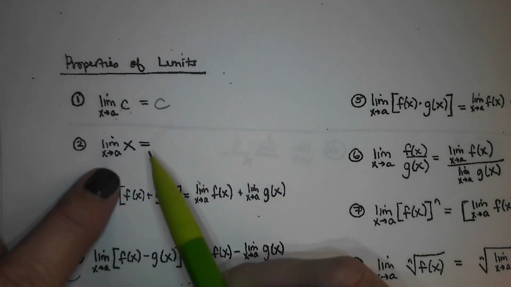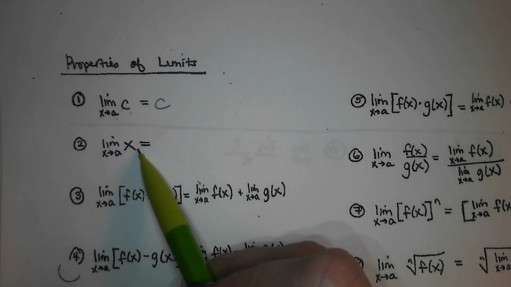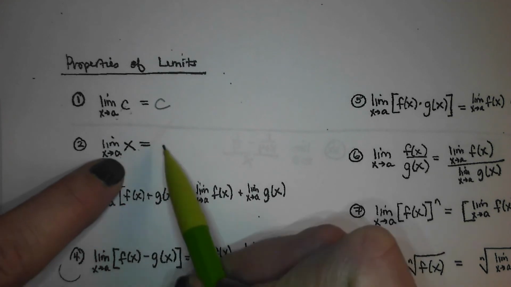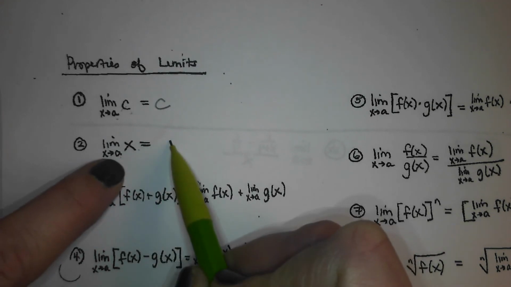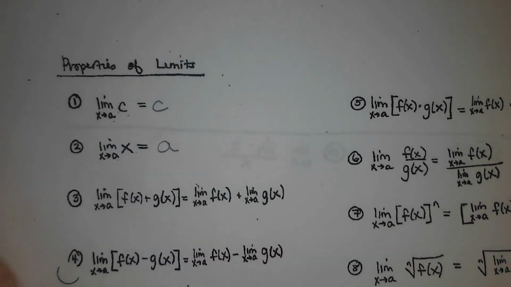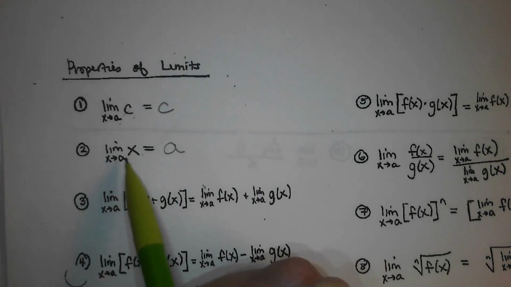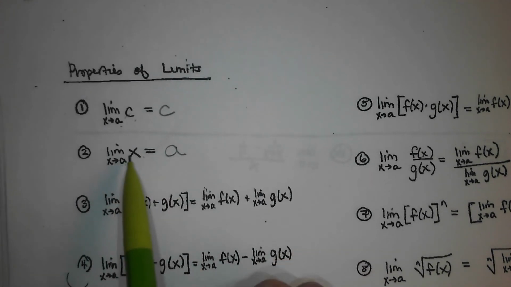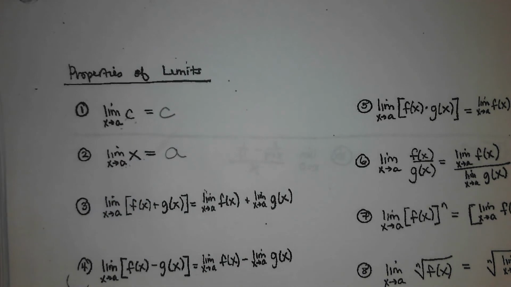This is a linear function, y equals x. So it's continuous. So if you plug in a, what will you get? Marissa? A. So if it was the limit as x approaches 5 of x, it would be 5. If x was approaching negative 200 of x, it would be negative 200.